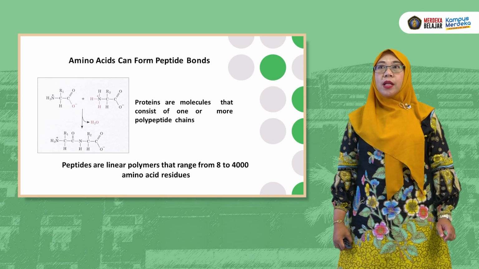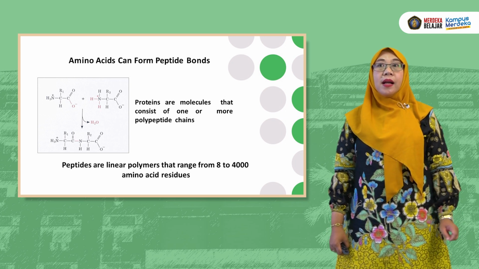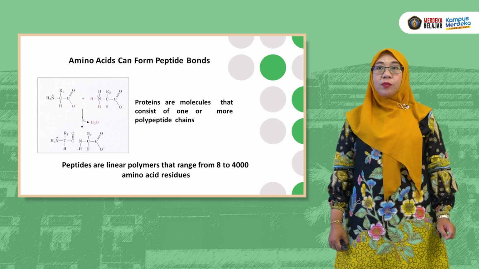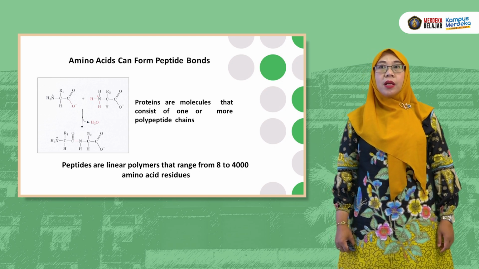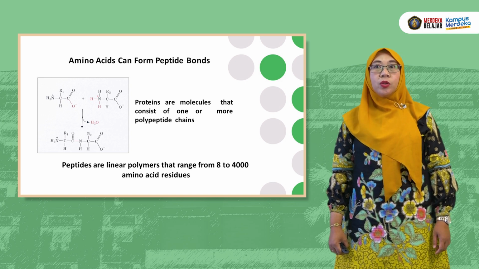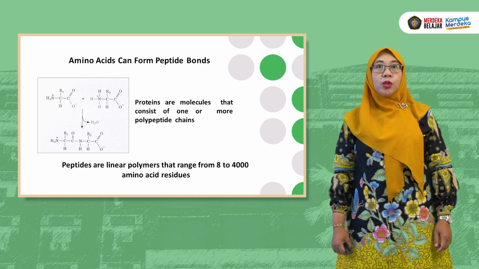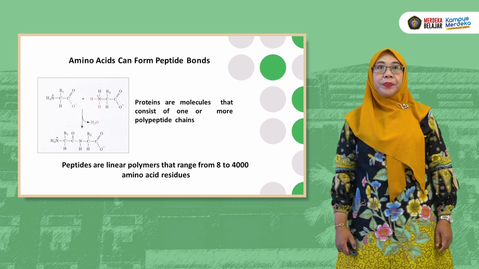Proteins are molecules that consist of one or more polypeptide chains. Peptides are linear polymers that range from 8 to 4,000 amino acid residues. The amino acids in a polypeptide join together through a condensation reaction, and they break down through a hydrolysis reaction.